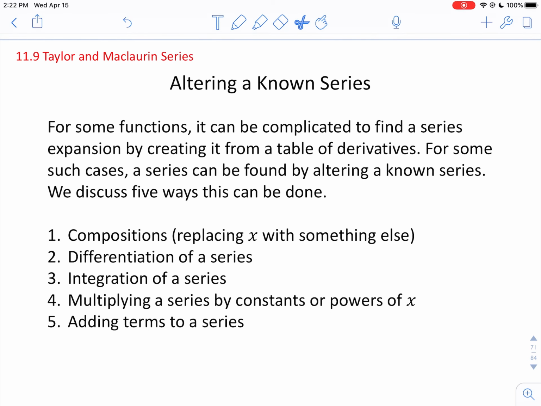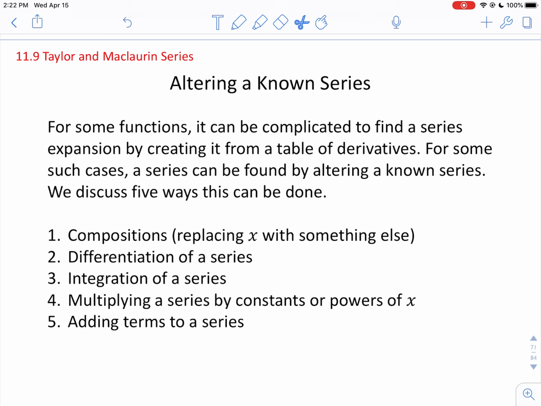One will be compositions, which just means replacing the x in the statement with something else, like changing all the x's to 2x, for example. We're going to be able to differentiate a series to create a new series. We're going to be able to integrate series to create a new series. We're going to be able to multiply a series by constants or powers of x or some combination of that. And we're going to be able to add terms to series.